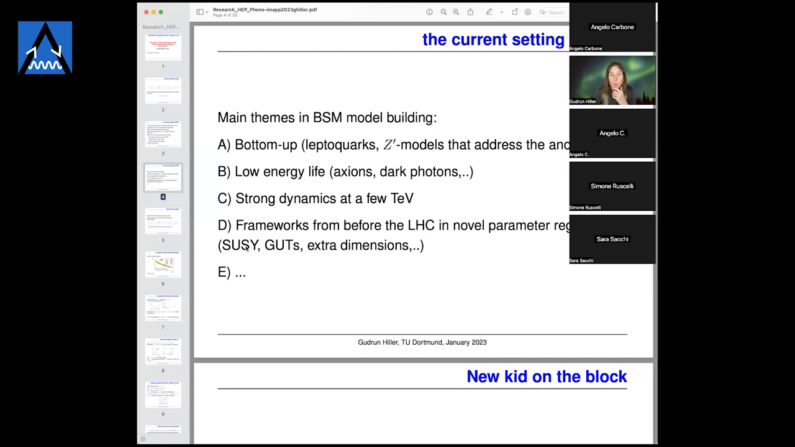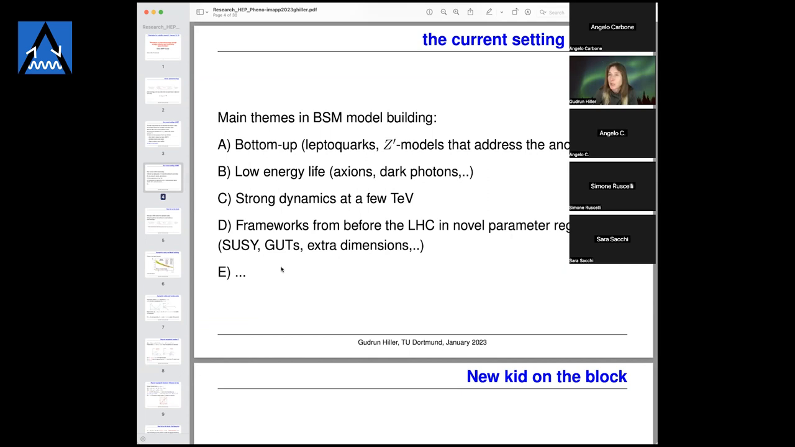So what has changed then? Well, it has changed the parameter space because the LHC has really carved into that. It has removed large parts of the parameter space. So they are looking now in different regions. So it's still an open topic in model building. So there's also E, and you can put your favorite model in E if you haven't seen it in A, B, C, or D.